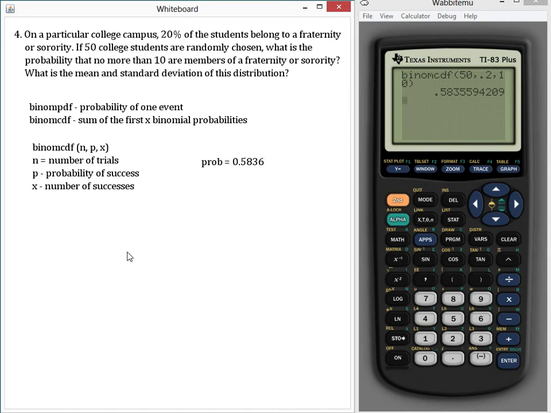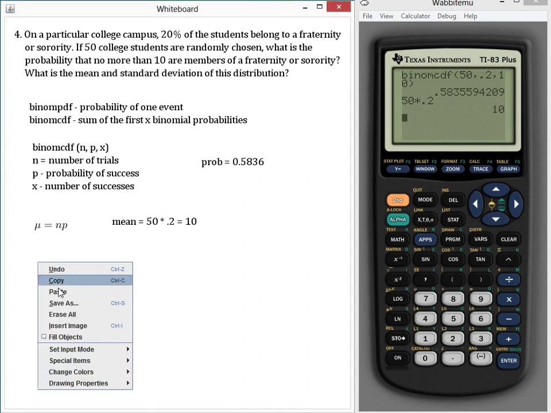All right, now mean and standard deviation of a binomial distribution. We have two formulas that help us out there. So the mean of a binomial distribution we find by just doing n times p. So in this case, the mean is just 50 times 0.2, and that should be 10, but let's plug it into the calculator just to be certain here. Yeah, so that's 10, and that's the mean of this distribution.